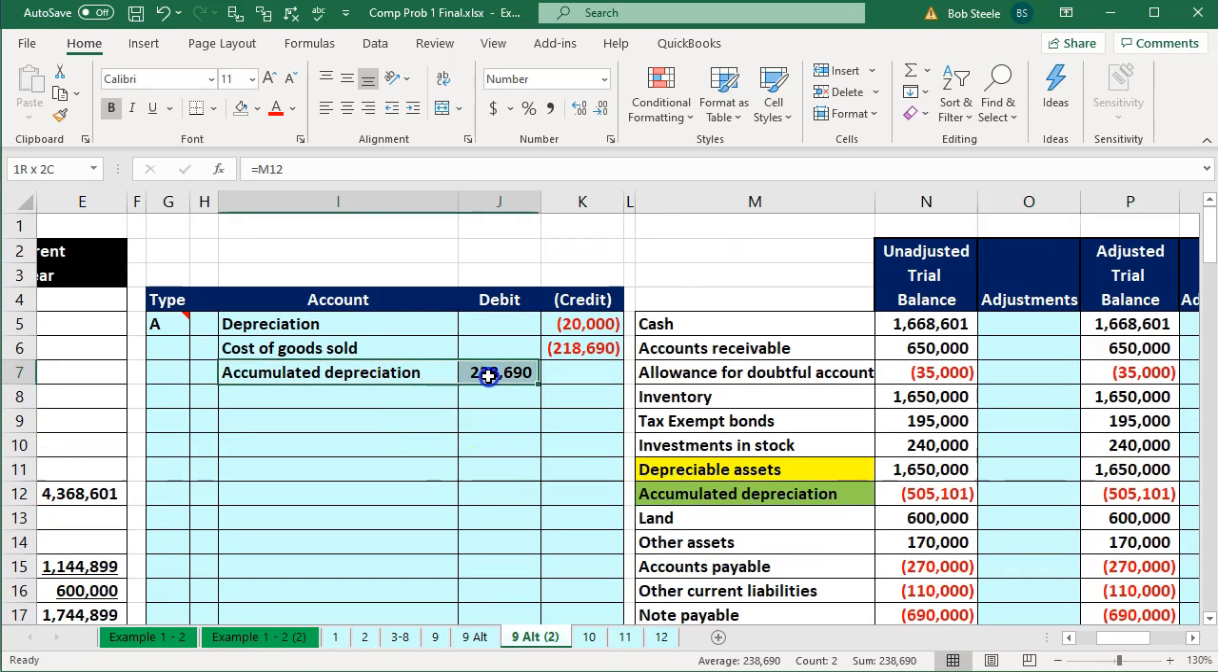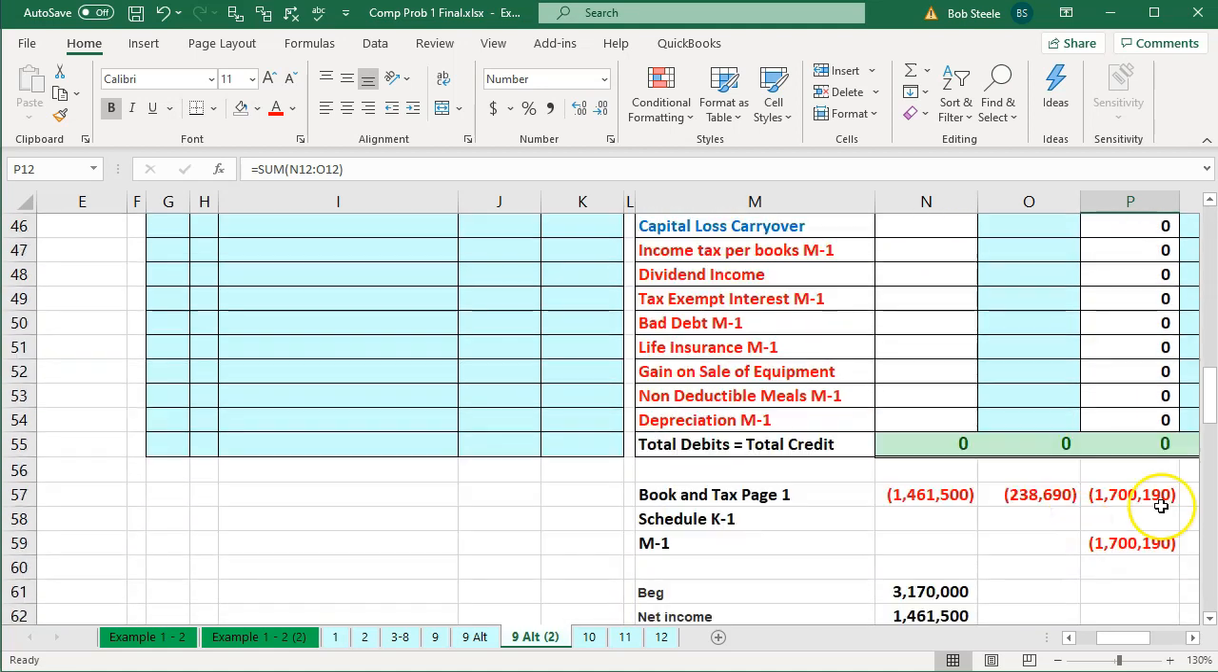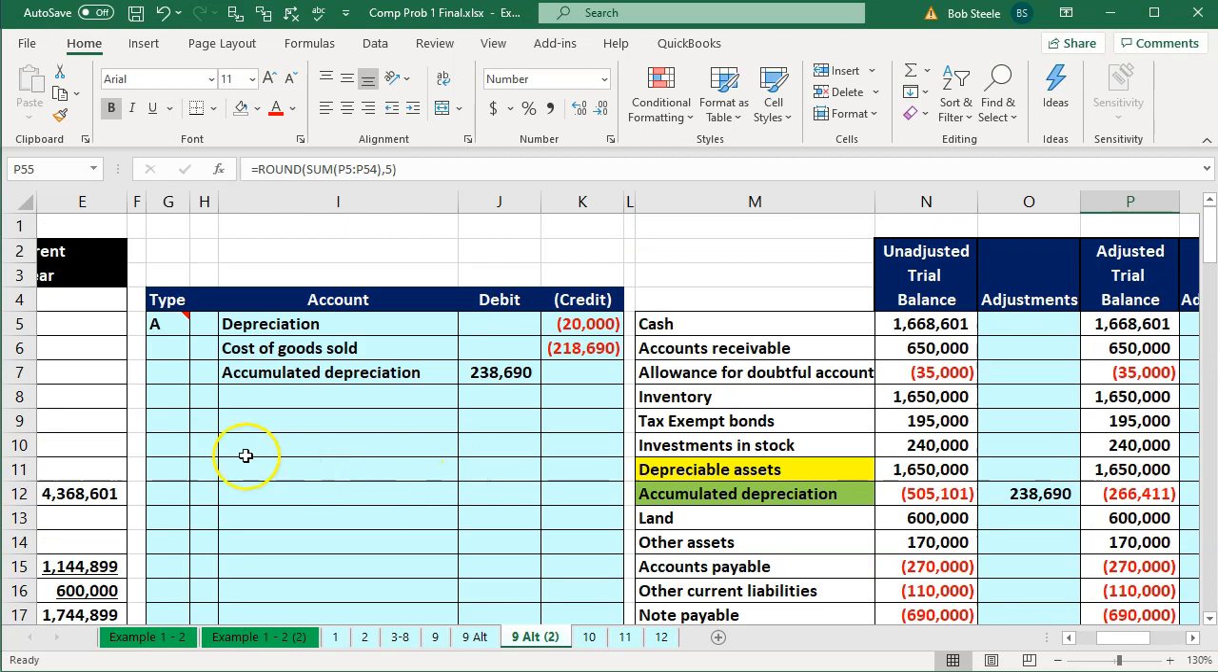Now we're in the accumulated depreciation. Here's the accumulated depreciation. I'm in 012 equals, we'll pick up that 238,690. And there we have that. So now we've reversed what has been put in place. We're back in balance down here. Now we're going to say, okay, let's reconstruct this according to the depreciation schedule.